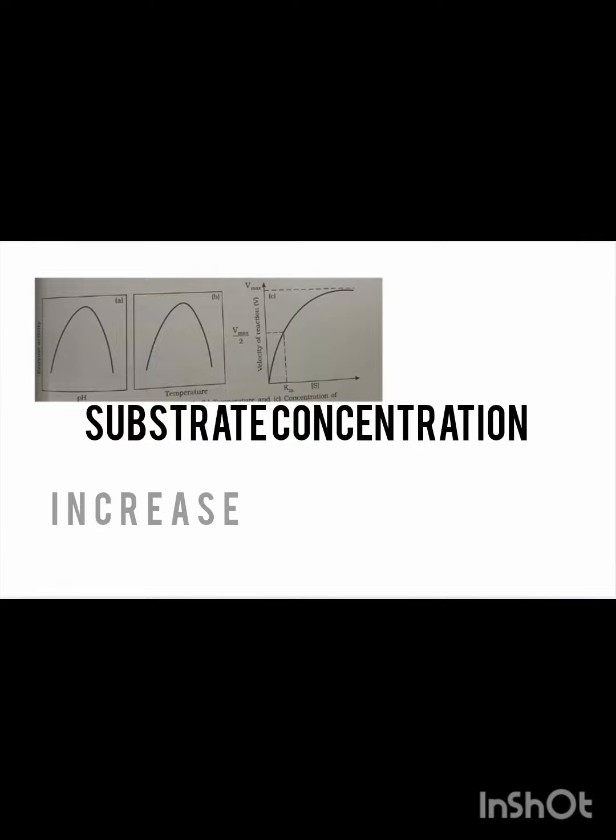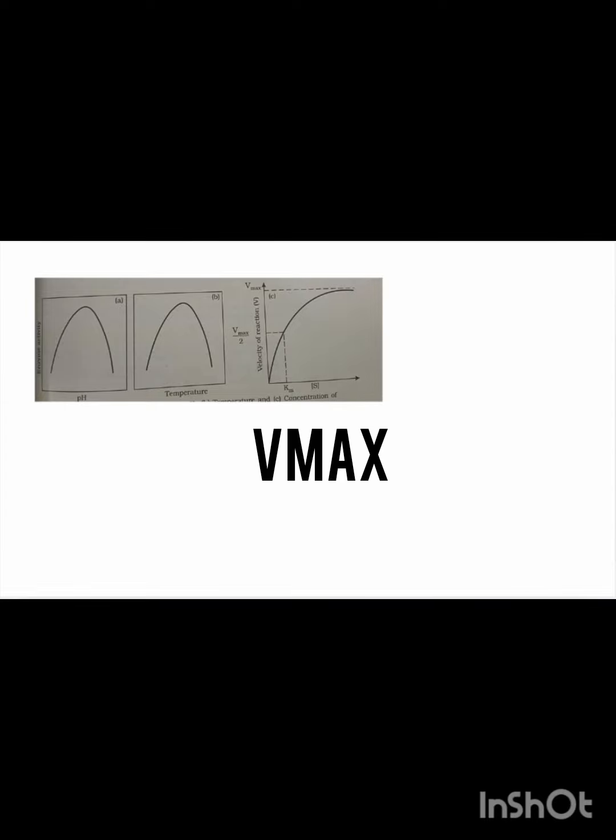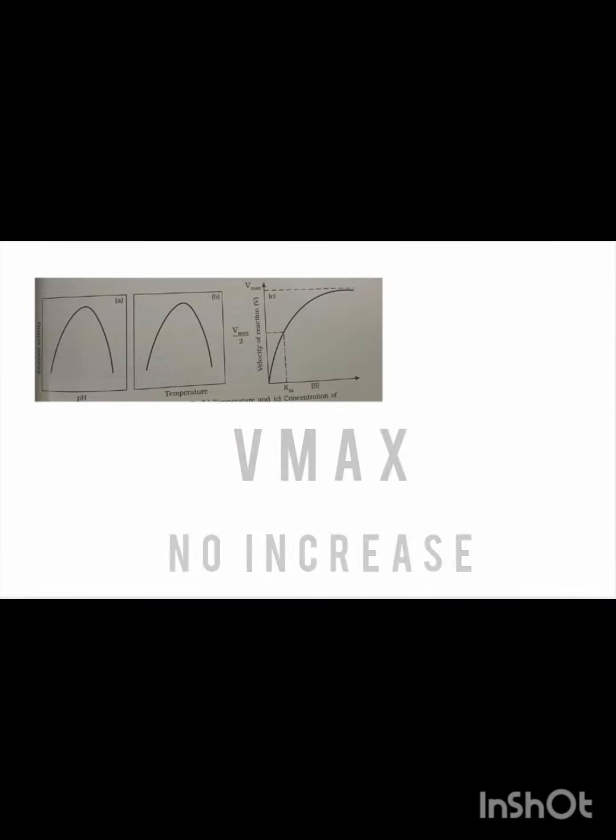Initially, as substrate concentration increases, the rate also increases. But once all enzymes are saturated, the rate reaches a maximum level called Vmax and no further increase happens.